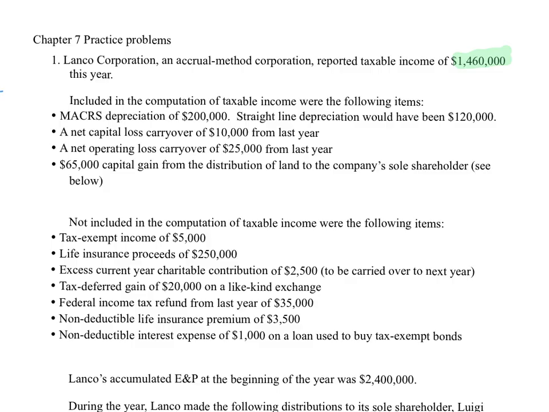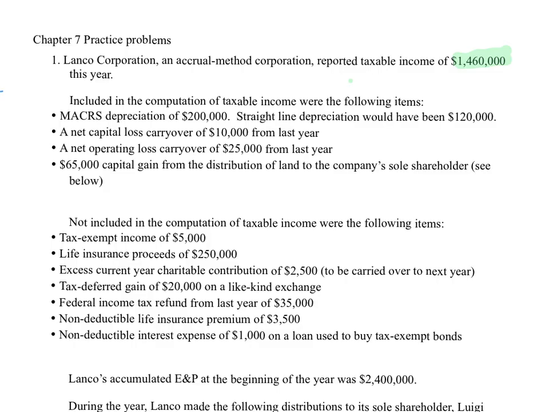Okay, next, what do we have? Well, we know that there are lots of adjustments from taxable income to earnings and profits, because earnings and profits is an economic view of the corporation. And so we have to adjust, all right?